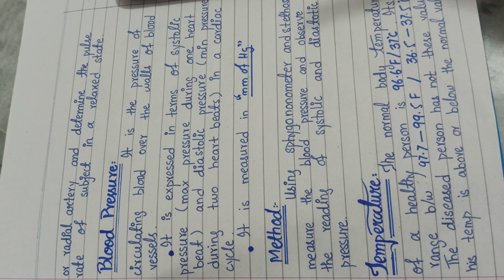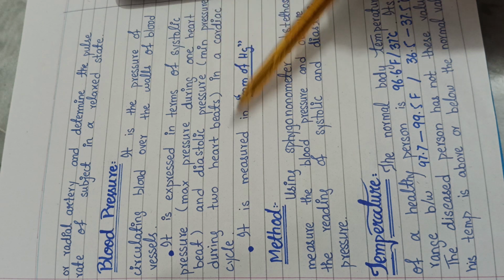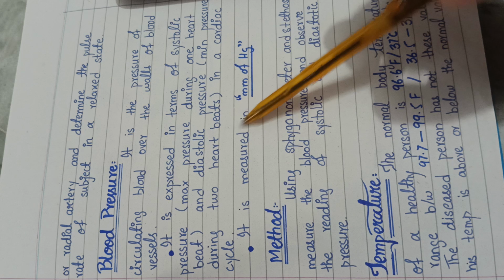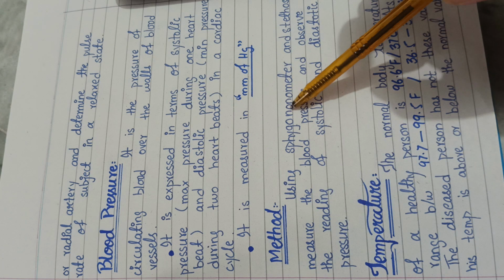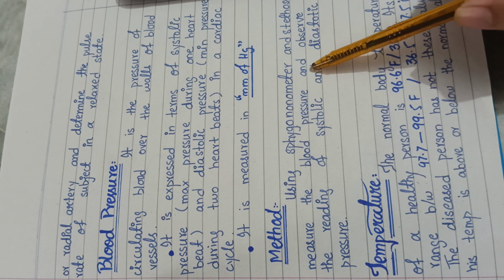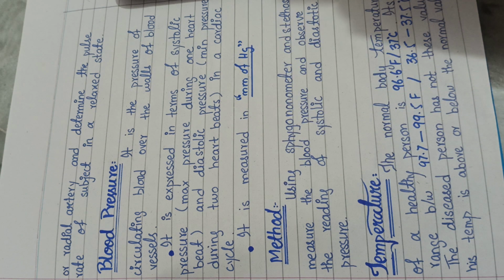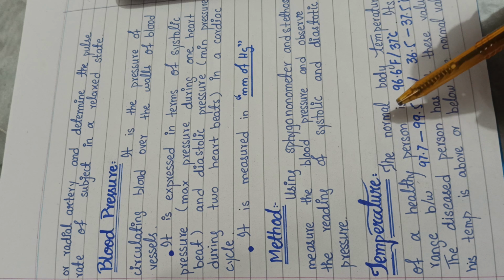So your cardiac cycle actually consists of 2 pressures, systolic and diastolic, and the unit to measure blood pressure is mm of Hg. For the method, you will use a sphygmomanometer and a stethoscope to find out the blood pressure. The whole procedure to determine the blood pressure is given in the next practical, so we will discuss it in detail in the next experiment.